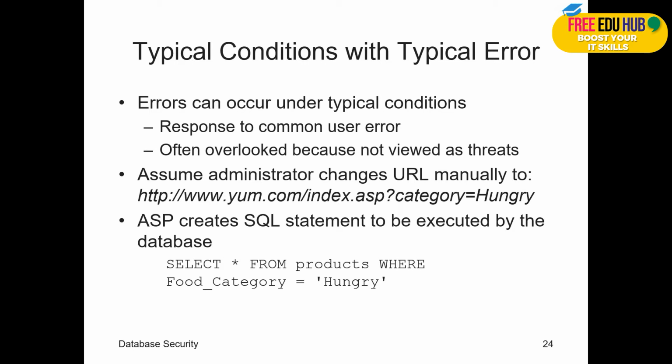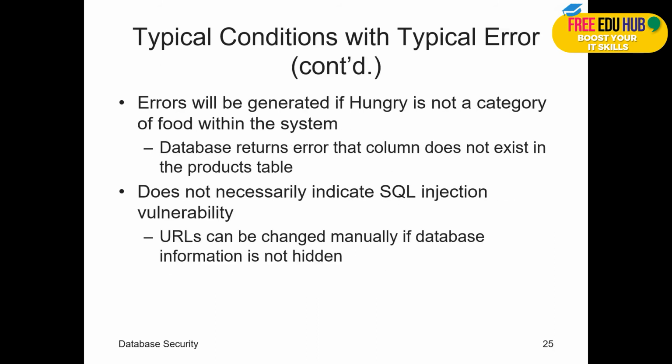Error can occur under the typical conditions. Response to the common user error, often overlooked because not viewed as a threat. Assume the administrator changes the URL manually from category dairy to hungry. ASP creates a statement select from products where category is equal to hungry, and an error will be generated if hungry is not a category of food in the system.